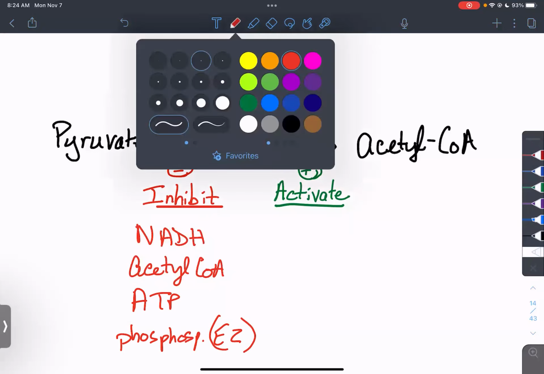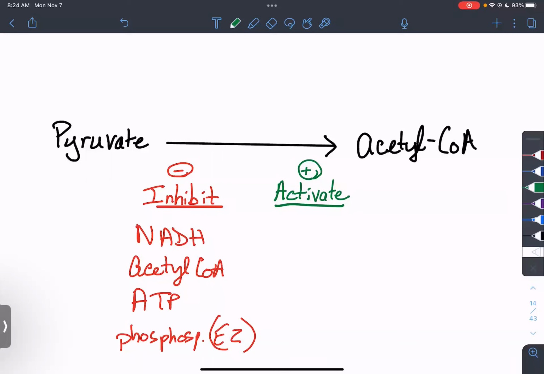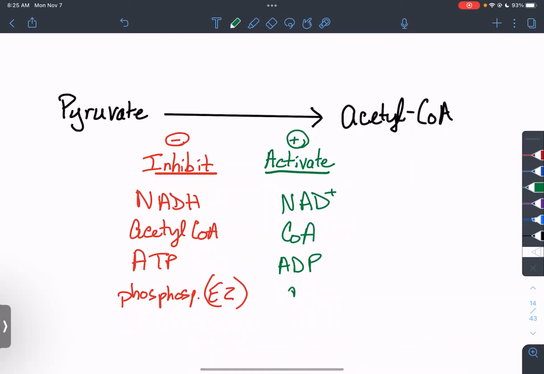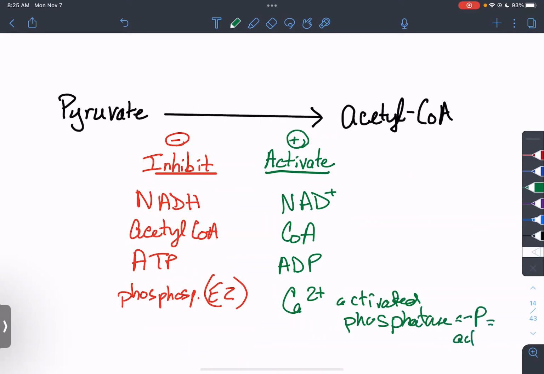All right, then our activating, think about the opposites. So if NADH inhibits, then NAD+ activates. If acetyl-CoA inhibits, then coenzyme A activates. If ATP inhibits, then ADP activates. And the very last one that we really haven't talked about is calcium levels. So calcium levels activate our pyruvate dehydrogenase phosphatase. So these activate the phosphatase. And the phosphatase dephosphorylates, which activates, right?